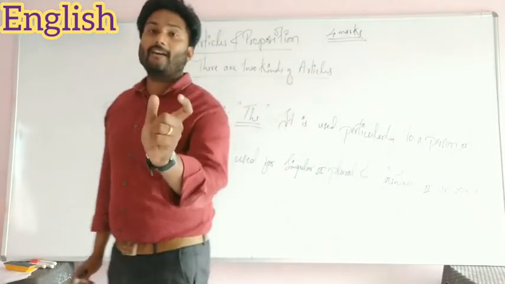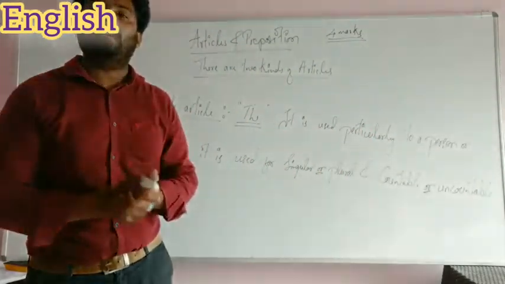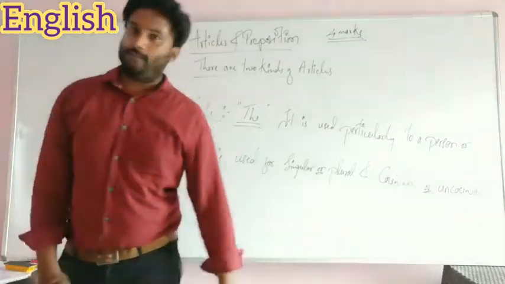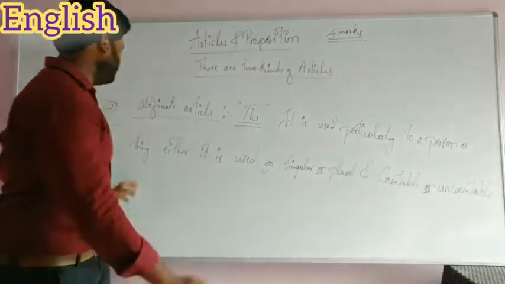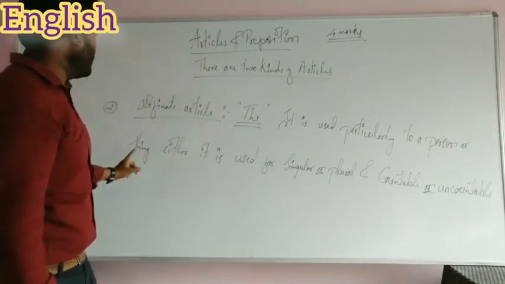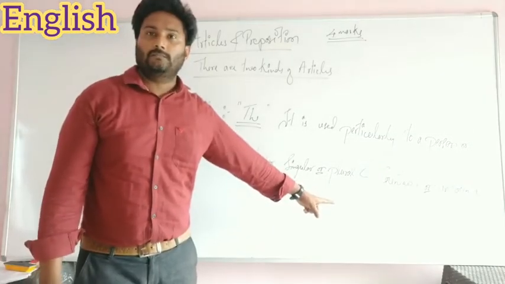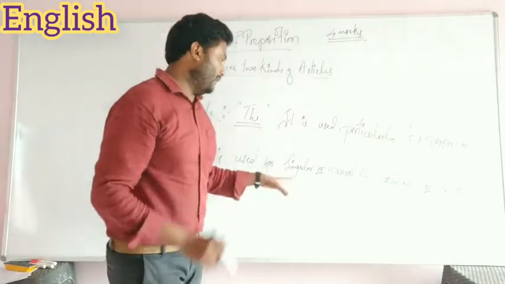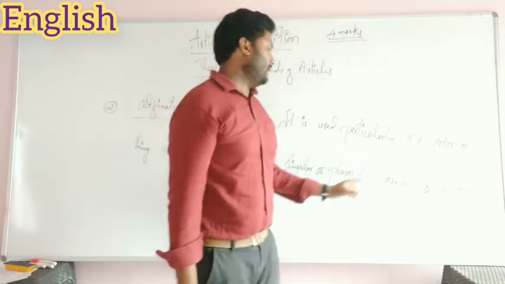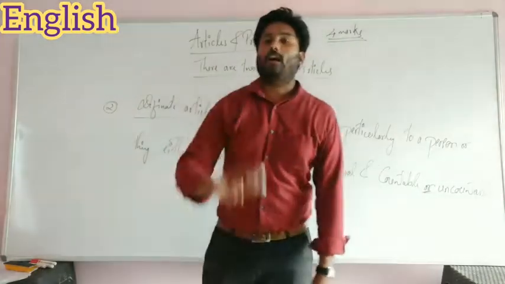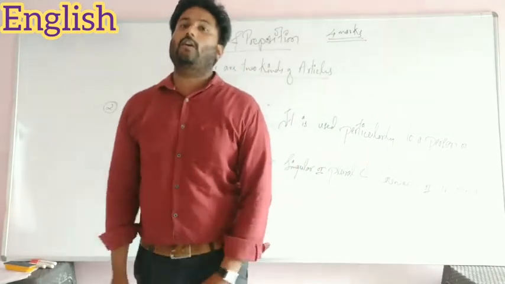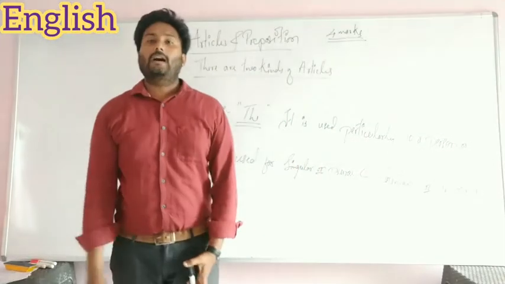ಒಂದು ಪ್ರತ್ಯೇಕವಾಗಿ ನಿರ್ದಿಷ್ಟವಾಗಿ ಹೇಳುವಂತದಕ್ಕೆ ಏನಪ್ಪಾ ಅಂದ್ರೆ ದ ಅನ್ನುವಂತ ನಾವು ಉಪಪದವನ್ನು ಬಳಸ್ತೀವಿ. That's why it is used to a person or a thing, either singular or plural. ಹೌದಾ? It may be used to singular or plural or countable or uncountable. That's why it is called a definite article.